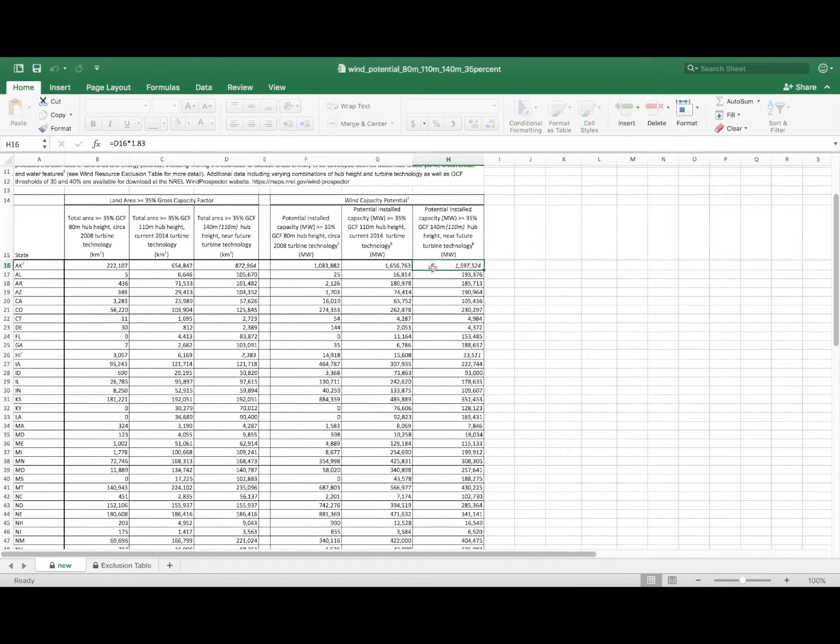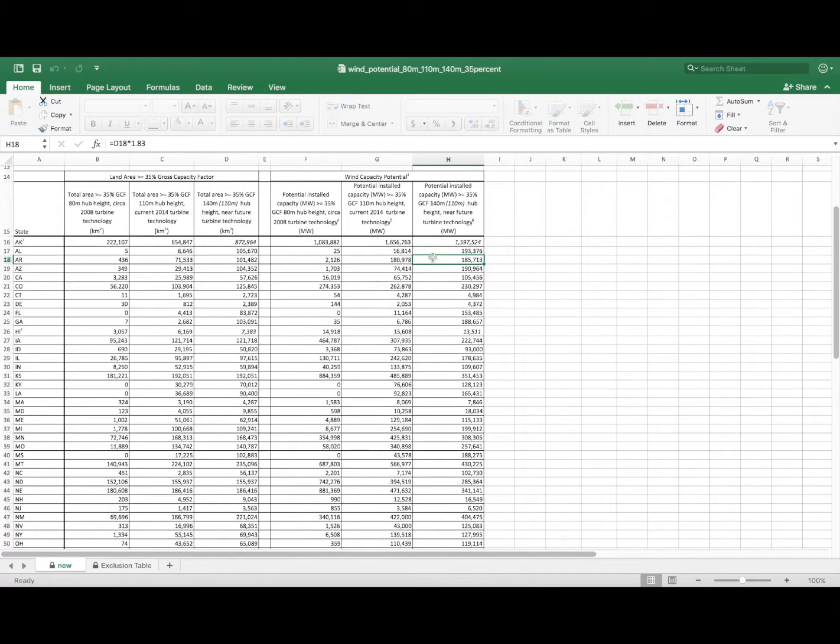The other thing that's important to understand is if you develop all of the wind resources in the state, if you were to just max it all out and develop every single bit of it, this is conceivably what you could get at.